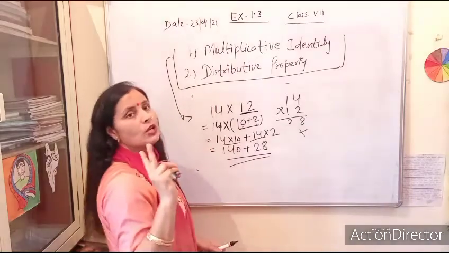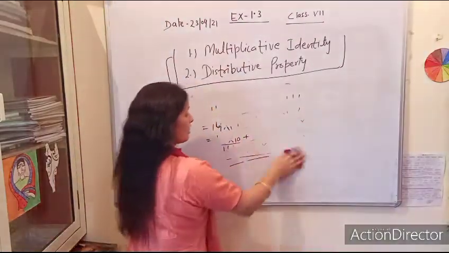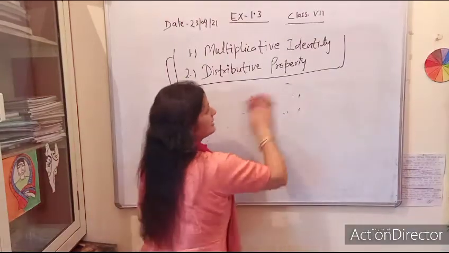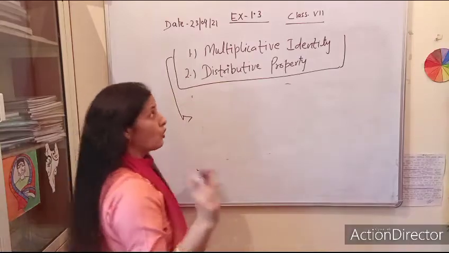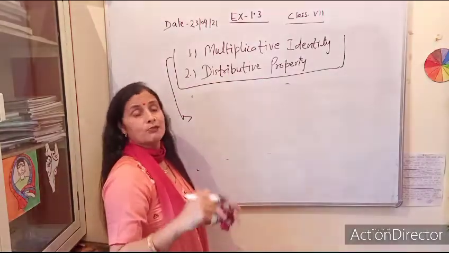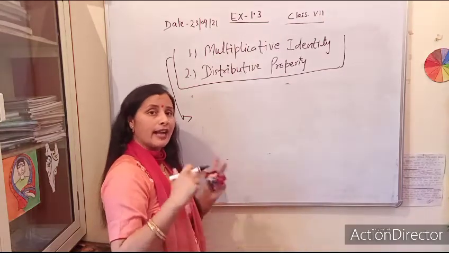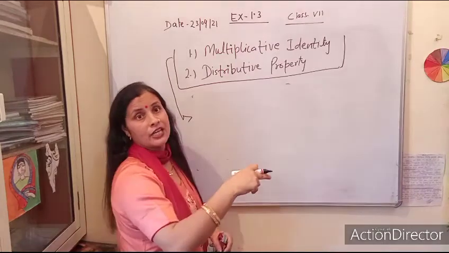Just keep one thing in your mind. I am not explaining those properties again. There is a reason. Closure property is followed by integers, either addition or subtraction. So closure property is also followed by multiplication.